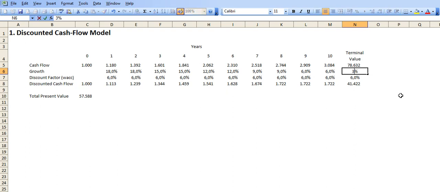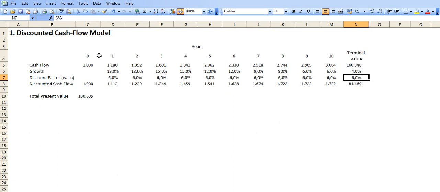If you make it 3%, as you see, the terminal value goes up. If you make it 4%, it goes up like crazy. As you can see, the value almost doubled by doubling the terminal value growth estimate. So taking it back to 2%. So that's one assumption you have to make.